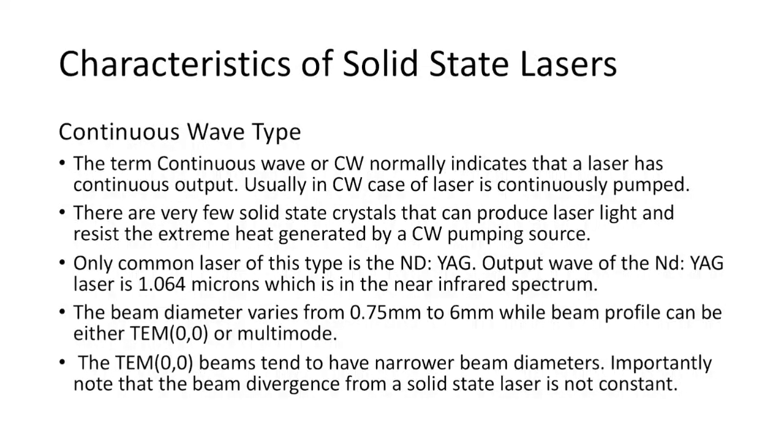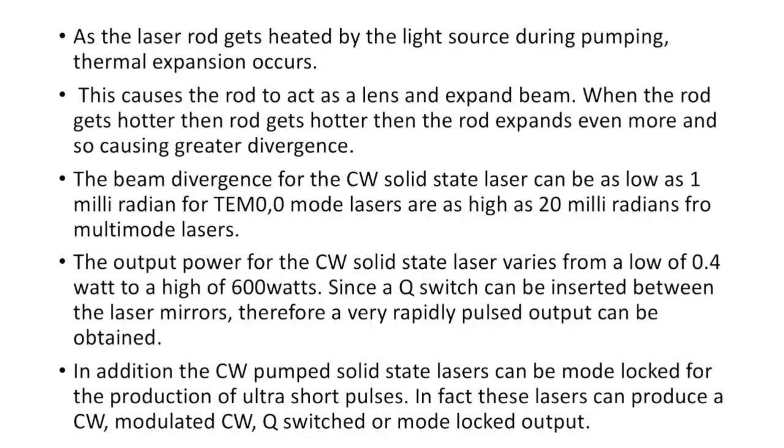The beam diameter varies from 0.75 millimeter to 6 millimeters, while the beam profile can be either TEM or multimode. The TEM beams tend to have narrower beam diameters. Importantly, note that the beam divergence from a solid state laser is not constant. As the laser rod gets heated by the light source during pumping, thermal expansion occurs. So when the rod gets hotter, it expands even more, causing greater divergence. The beam divergence of a CW solid state laser can be as low as 1 milliradian for a TEM mode laser, or as high as 20 milliradians for multimode lasers.